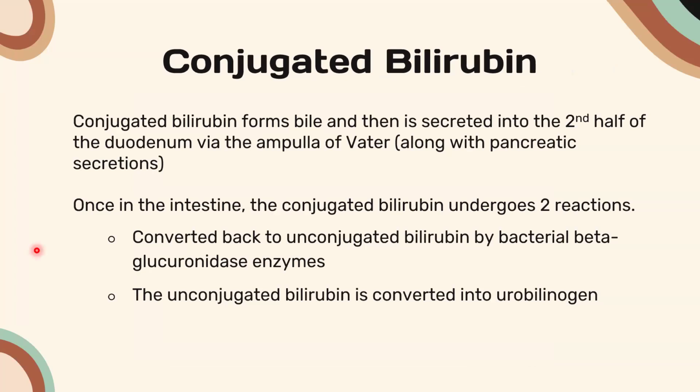So, conjugated bilirubin, once formed, is going to form bile, which we discussed is formed from conjugated bilirubin, bile salts, phospholipids, water, and cholesterol. Now, once bile is formed in the liver, it's going to get secreted into the second half of the duodenum via the ampulla of Vater, along with the pancreatic secretions.